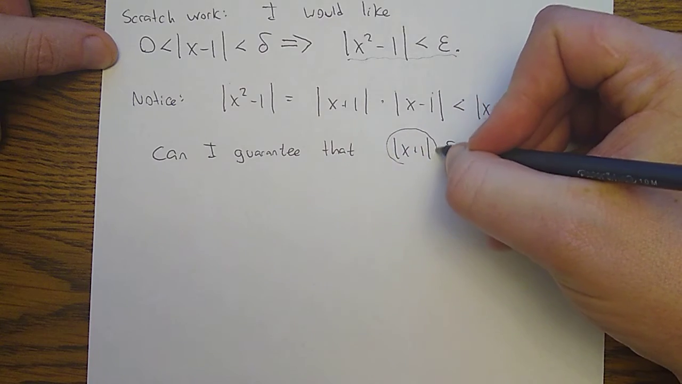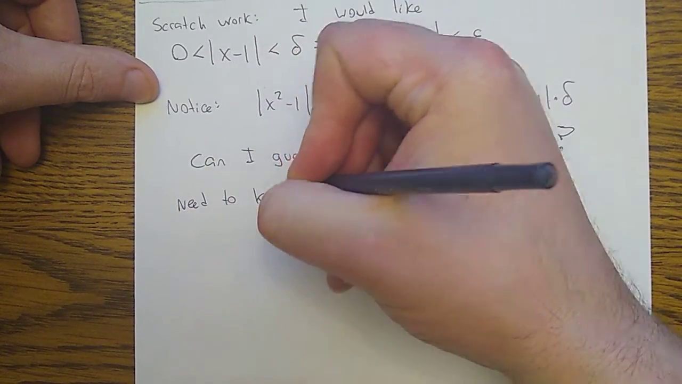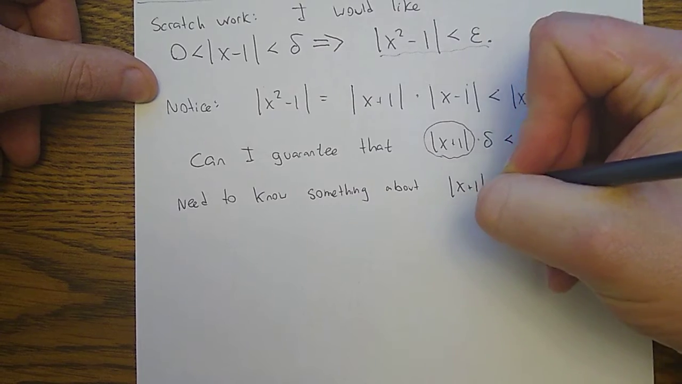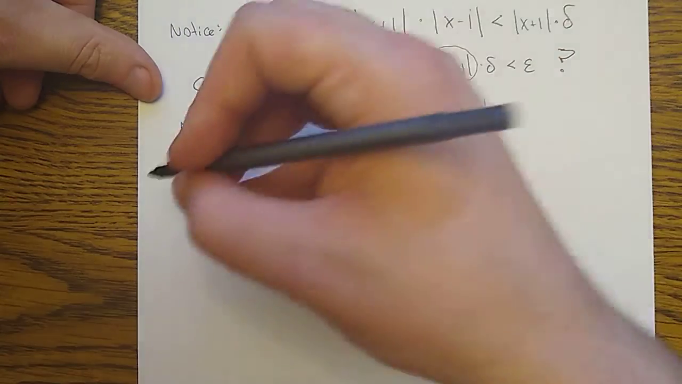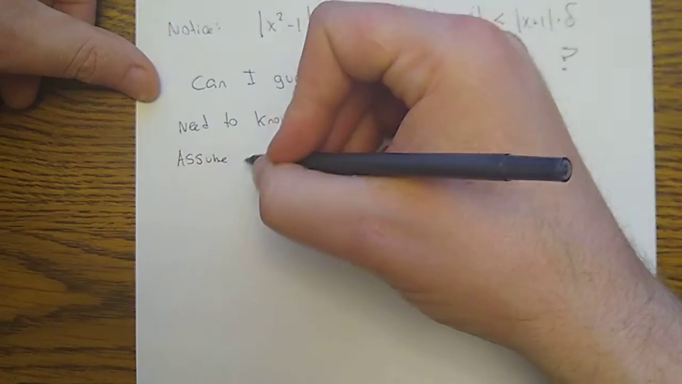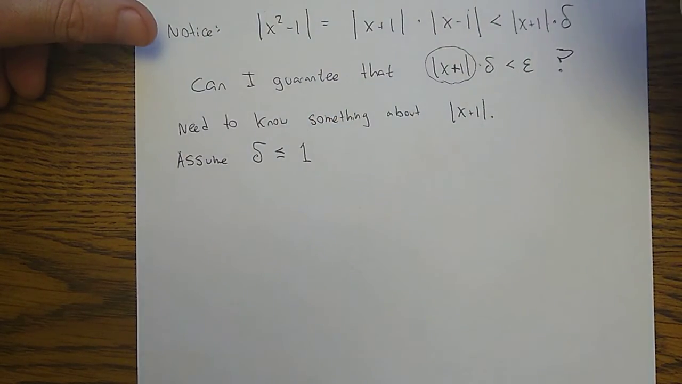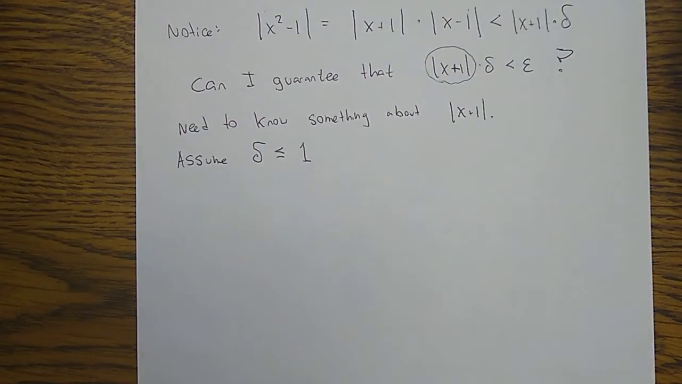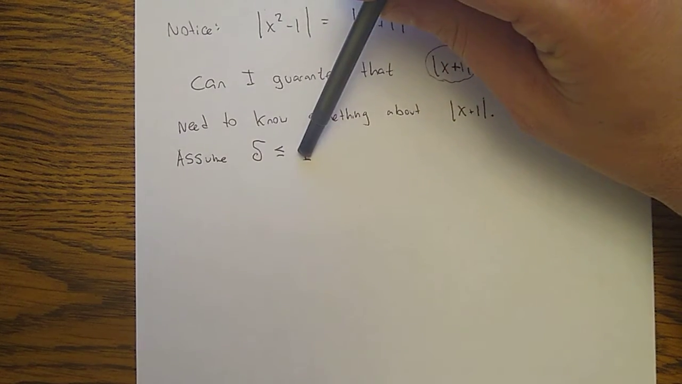What I need here is to make a statement about this quantity. I need to know something about x plus 1 inside of absolute values. So here's what we can say. Let's assume that delta is, say, at most 1. I'm just coming up with a specific number. I can choose any positive number I want. Delta just has to be a positive number. I can choose a positive number that's less than or equal to 1 if I want to. And this assumption is going to help me.